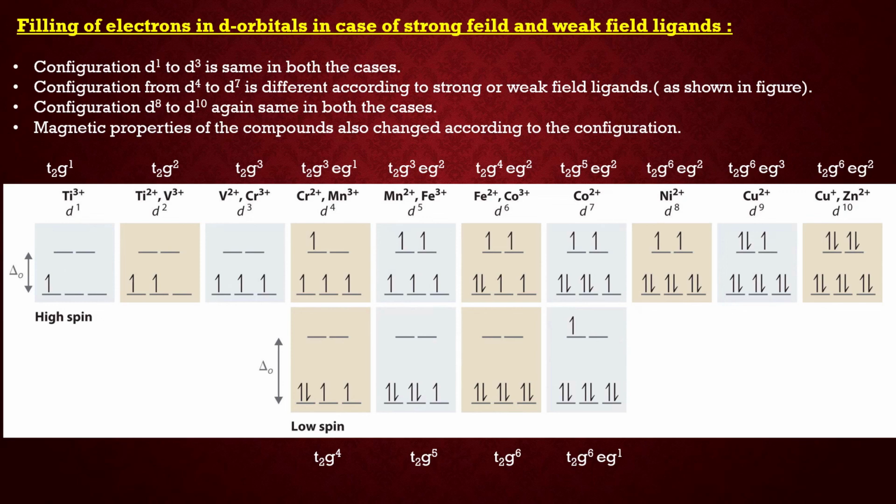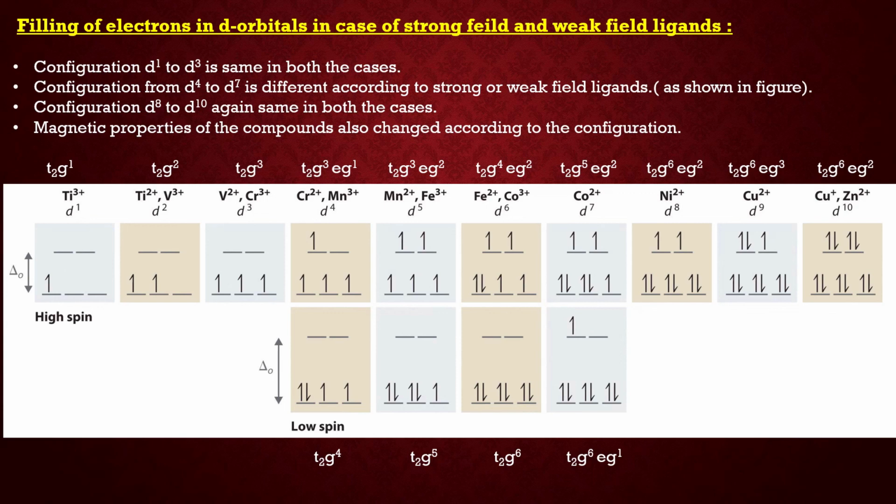Now for d1, d2 and d3, the configuration is the same in both cases, whether the ligand is strong field or weak field. In case of d1, the configuration is t2g1. In case of d2, the configuration is t2g2. In case of d3, the configuration is t2g3. Now, the fourth case, that is d4. Here, the cases for strong field and weak field ligands are different.